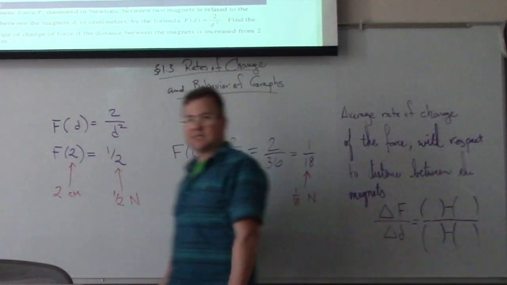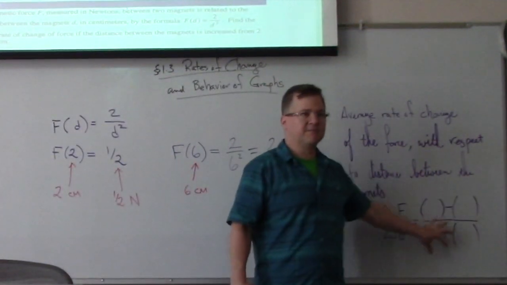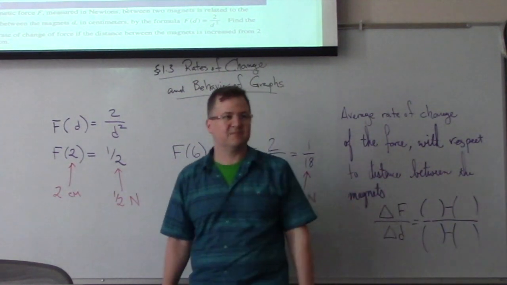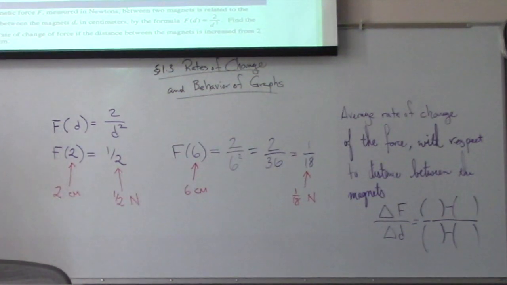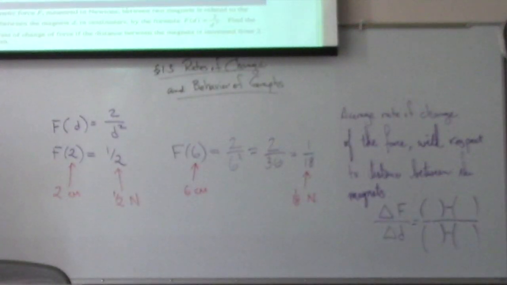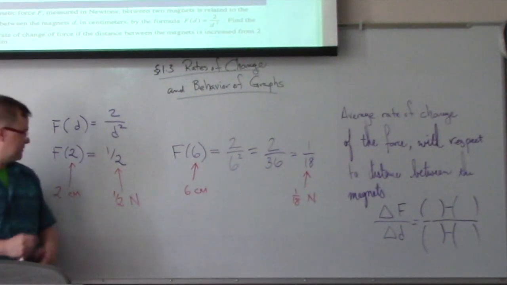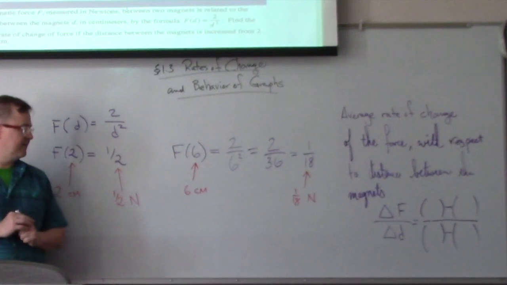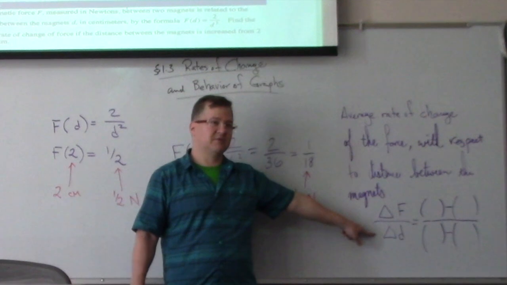So every problem that you do in section 1.3 is going to involve 4 numbers, subtracting 2 pairs and then dividing. Okay, and that's going to be a rate. In this particular case, what 2 numbers am I subtracting in the numerator? The force at the distance of 6 centimeters minus the force at the distance of 2 centimeters. In fact, that's what I'm going to do in the denominator.